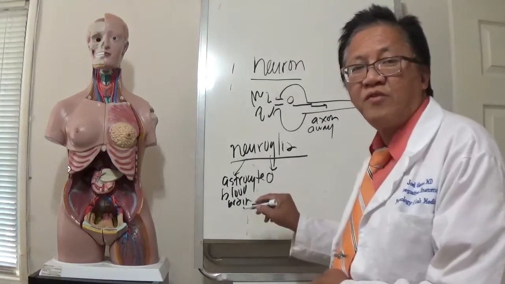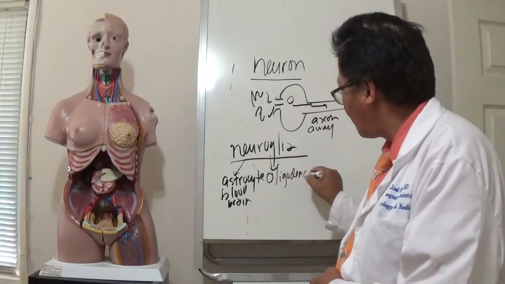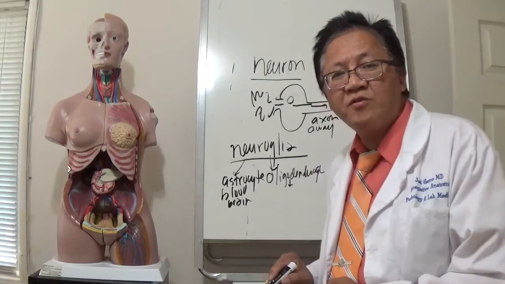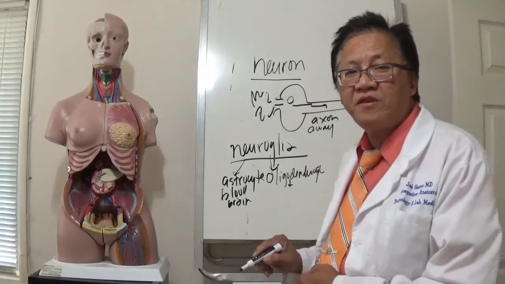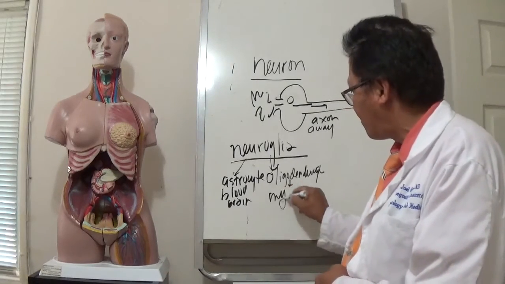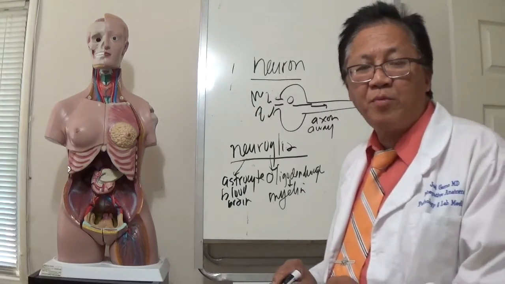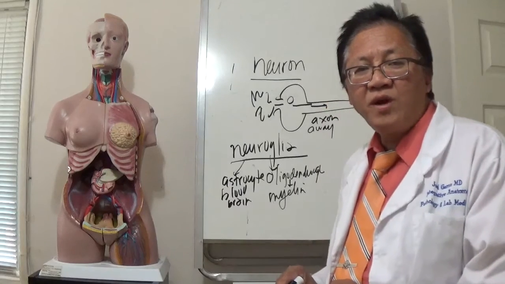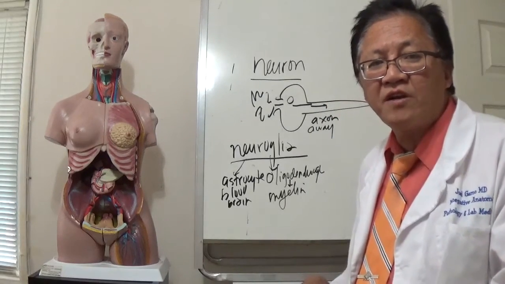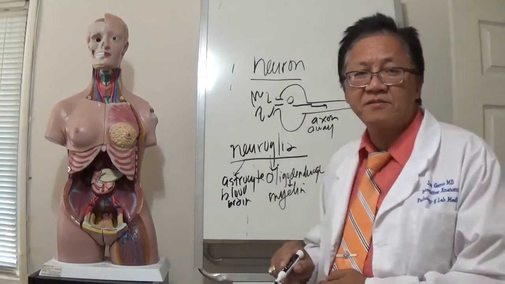The other one is called the oligodendrocyte. This type of neuroglial cell is responsible for the formation of what we call myelin. The oligodendrocyte is important for myelin formation, which is important in speeding up the conduction of the nerve impulses within the axons.